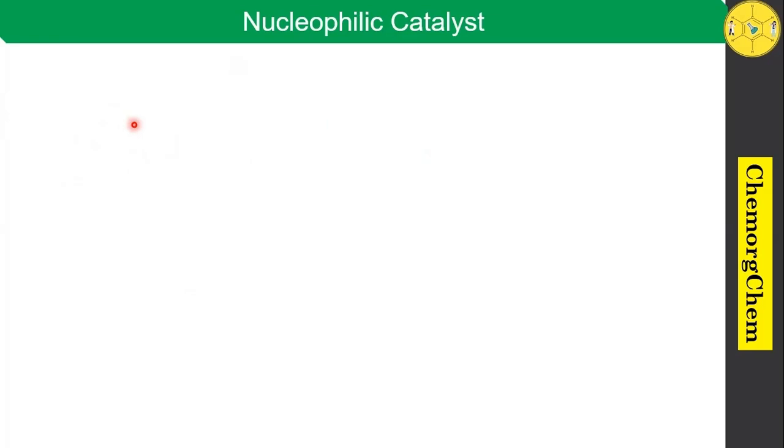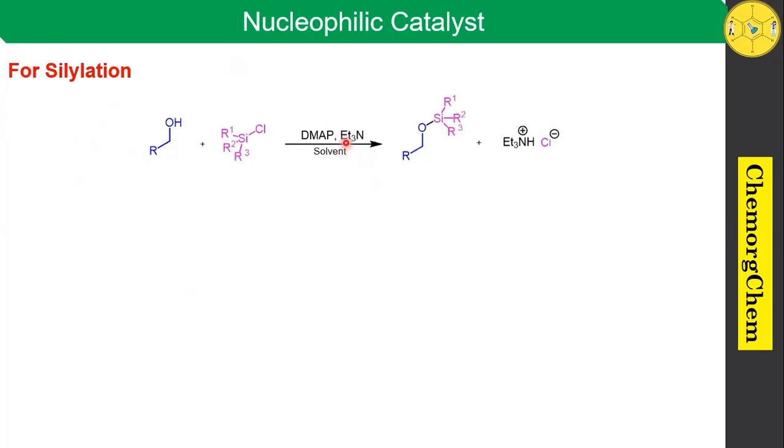Next, moving on to another example where DMAP acts as a nucleophilic catalyst for the silylation reaction. The silyl group is one of the most commonly used protecting groups for hydroxy functional groups. There are several silyl chlorides that can be used for this reaction. Now you see, when you take an alcohol and react it with either an alkyl or aryl silyl chloride, using DMAP and triethylamine reaction conditions, it readily produces the corresponding silylated product. So let's see the mechanism.